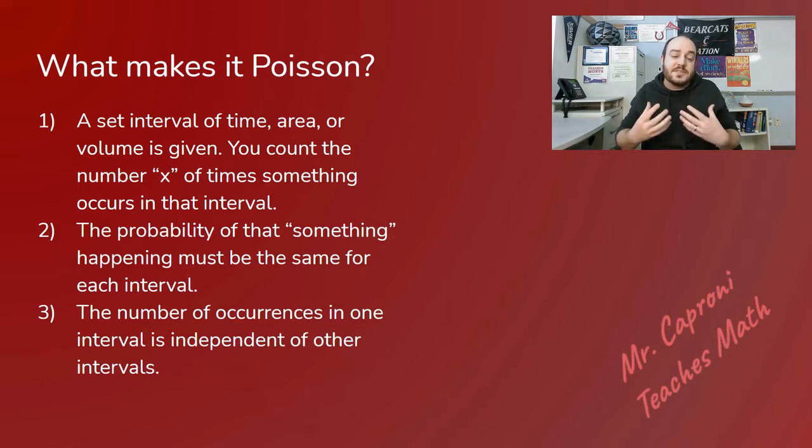The number of occurrences must be independent of each other. So if I have a lot of car accidents this month, that shouldn't change my average for the next month. Each one of these must be independent of each other. So one interval should not change the outcome of another interval.